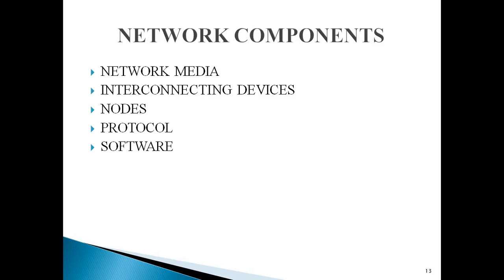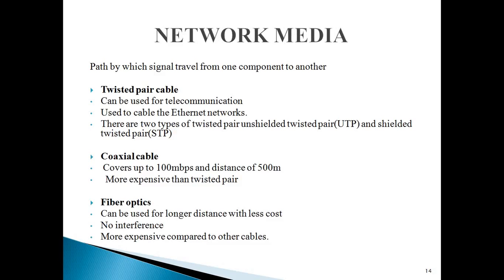What are the networking components? The first component is the network media. Second is interconnecting devices. Third is a node. Fourth is a protocol and fifth is software. So what is network media? Network media is the path by which signals travel from one component to another component.